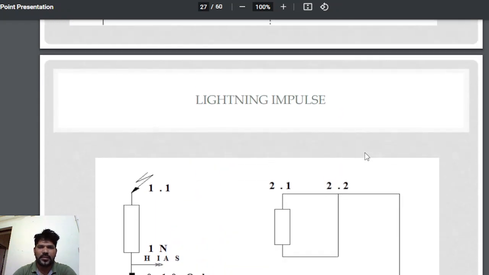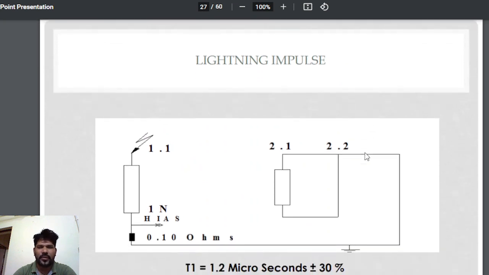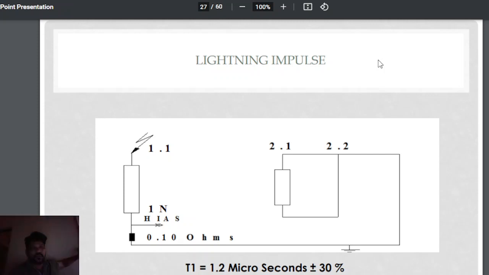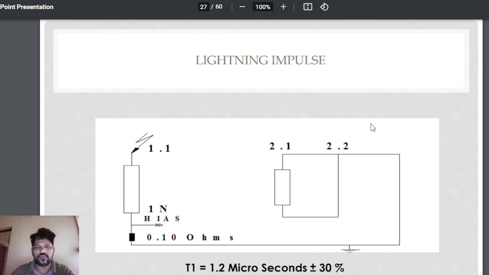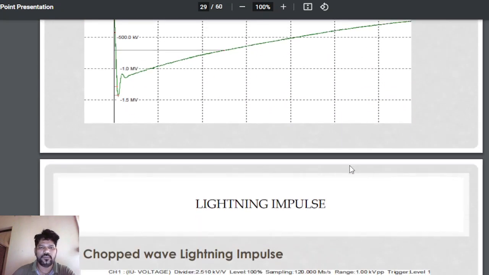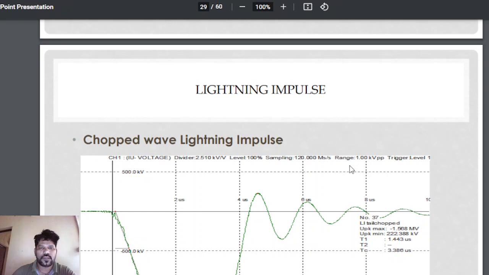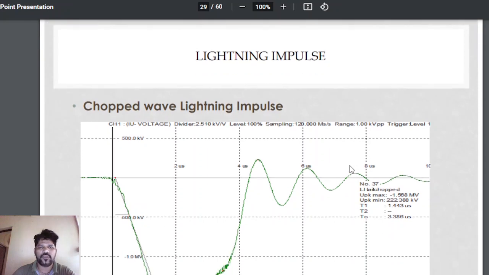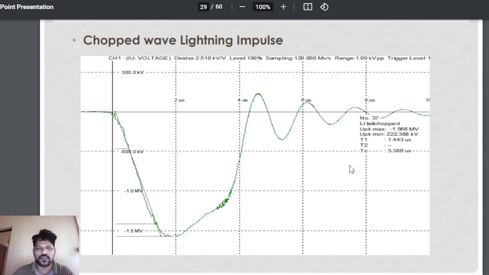So lightning effect, same lightning impulse also we have to find out. Okay, how much time it will take, on which basis it will move, we have to find out. Okay, next, lightning impulse waveform. This is the lightning chopped wave lightning impulse.